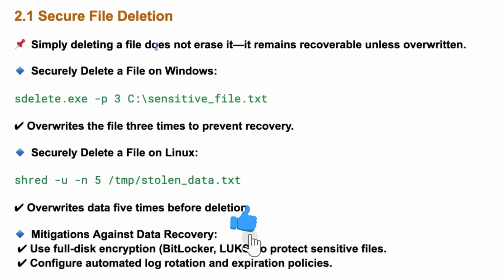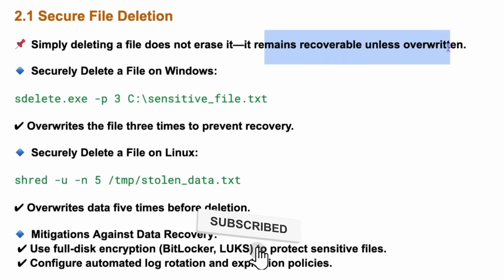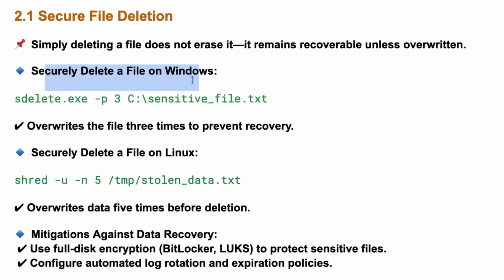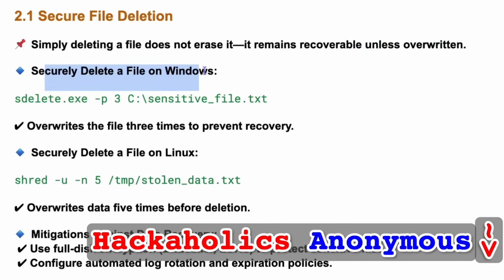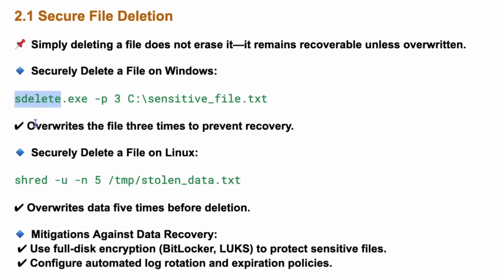And this is what I was just talking about. Simply deleting a file does not erase it. It remains recoverable unless it's been overwritten. So if you want to securely delete something, on Windows at least, you would use something like the sdelete executable, and then you would give it the path to that file, and it'll overwrite the file 3 times to prevent recovery.